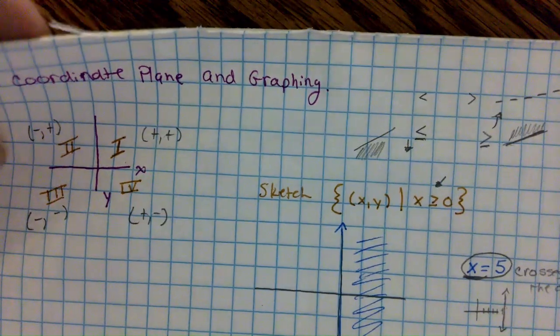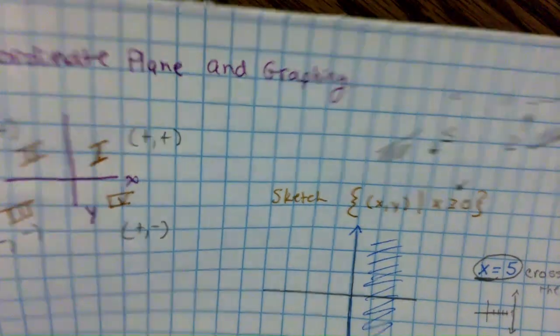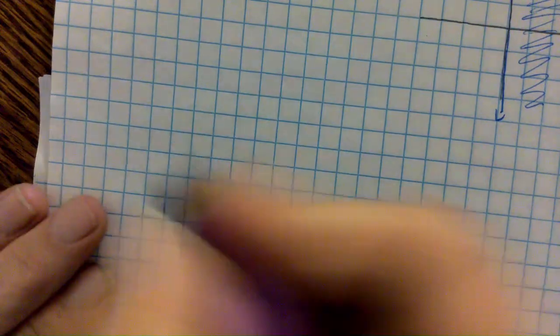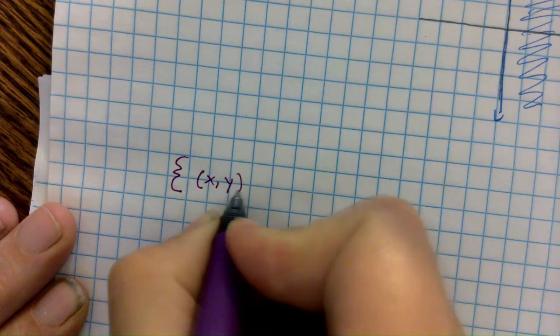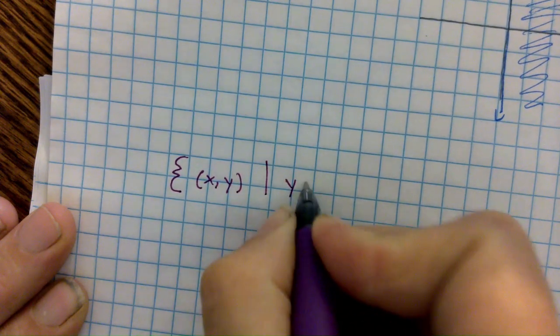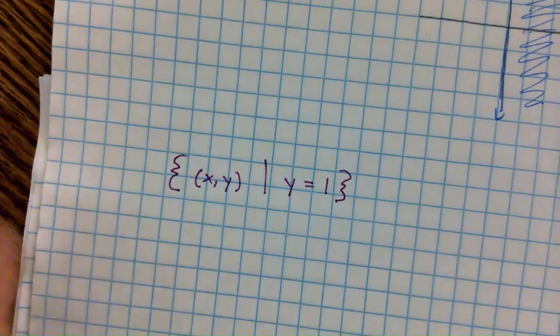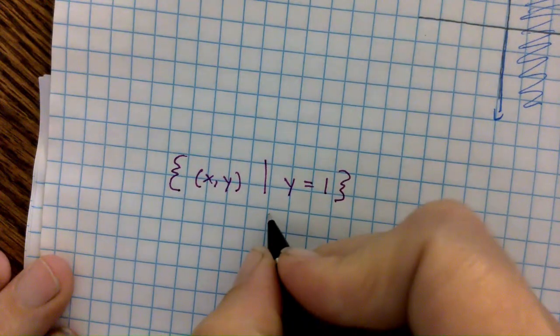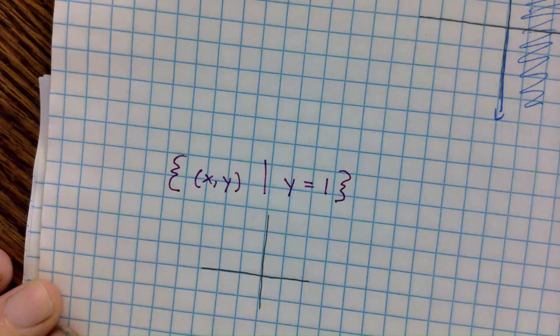Okay, so if it's linear, our graphing calculator can graph it. As long as it's a function, our graphing calculator can graph it. If it's not a function, our graphing calculator has trouble. So what if our sketch was all ordered pairs such that y equals 1? Okay, in this case, there's no turn signal, so there's no shading. It's just an equal sign.